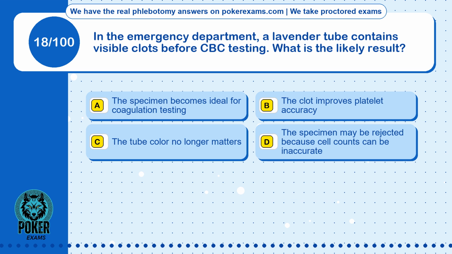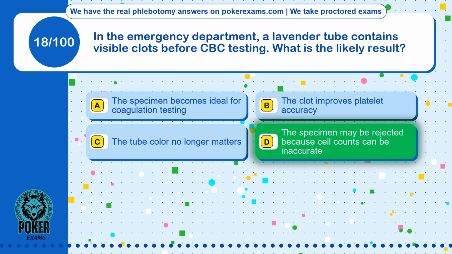Question 18. In the emergency department, a lavender tube contains visible clots before CBC testing. What is the likely result? Option A. The specimen becomes ideal for coagulation testing. Option B. The clot improves platelet accuracy. Option C. The tube color no longer matters. Option D. The specimen may be rejected because cell counts can be inaccurate. The correct answer is option D.